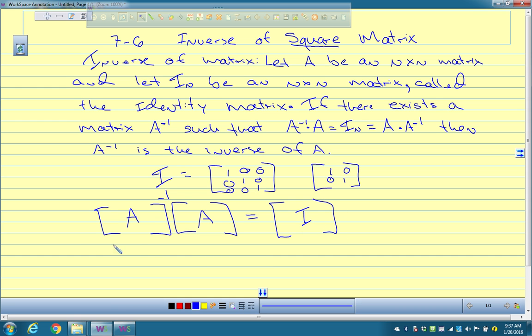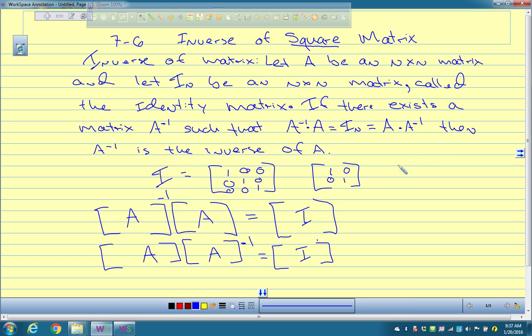And it needs to work in both directions. So normally, matrix multiplication is not commutative, right? So you can't switch the parts around. But in this case, in order to show that something is an inverse of this, when I multiply this times this, I get I, and if I multiply this times this, I also get the identity matrix. You understand that? I'll do an example so you will understand it.